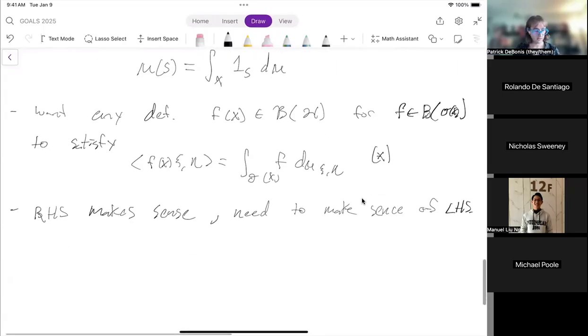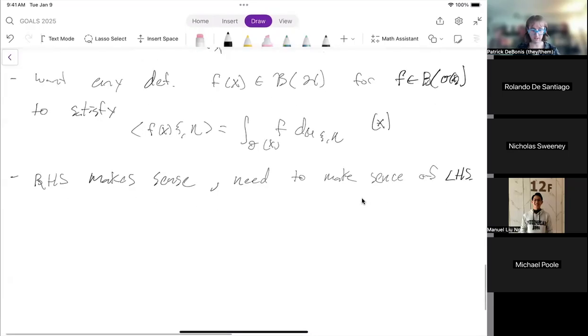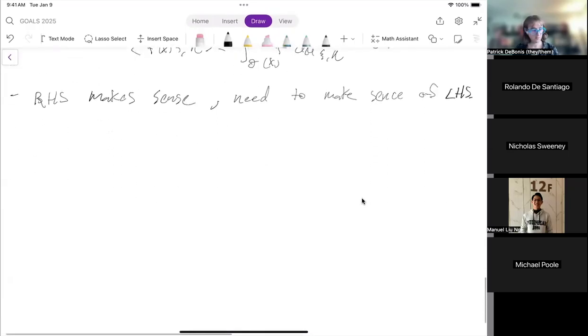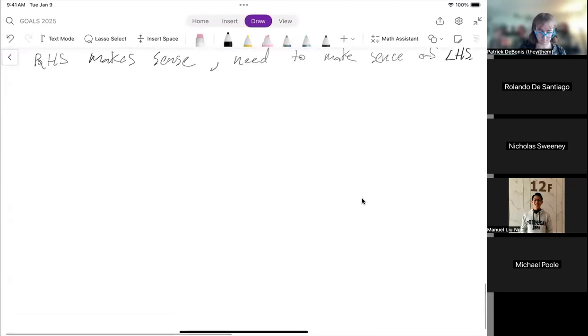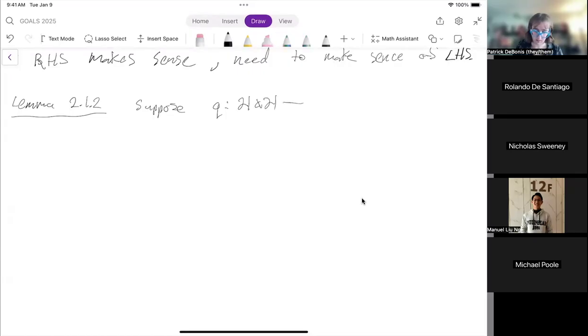Okay. And so to do that, we need another lemma. So suppose we have Q, and this is going to be a bounded sesquilinear form, but I'm going to tell you what that is.